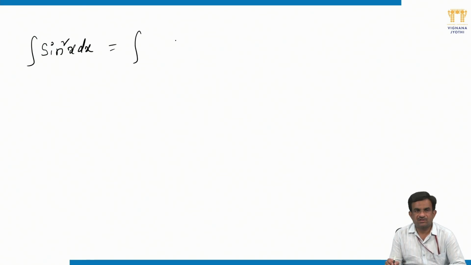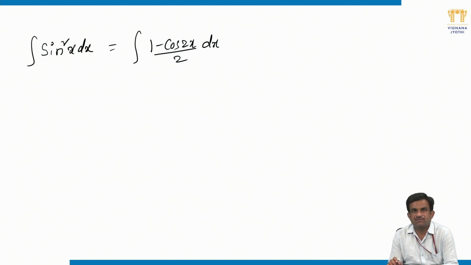To evaluate the integral, integration of sin square x dx. Just now we have seen that we can write sin square x as 1 minus cos 2x divided by 2 in terms of multiple angles. I am converting sin square x because we don't know the integration of sin square x dx directly. We have the formulas for integration of sin x dx, cos x dx, like that. So to evaluate sin square x, we need to convert it in terms of multiple angles, which we have just seen. That is, we can write it as 1 minus cos 2x by 2.